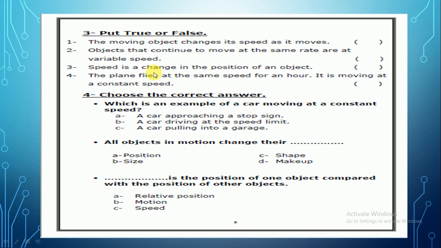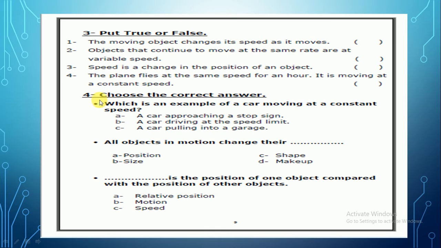Okay, number 3. Speed is a change in the position of an object. No, this is motion, so this is false. Good job. Number 4, the plane flies at the same speed for an hour. The same speed, doesn't change the speed. So it's moving at a constant speed. True or false? True. Good job.